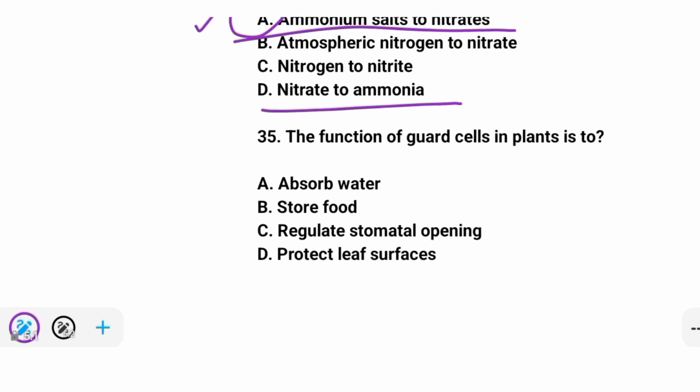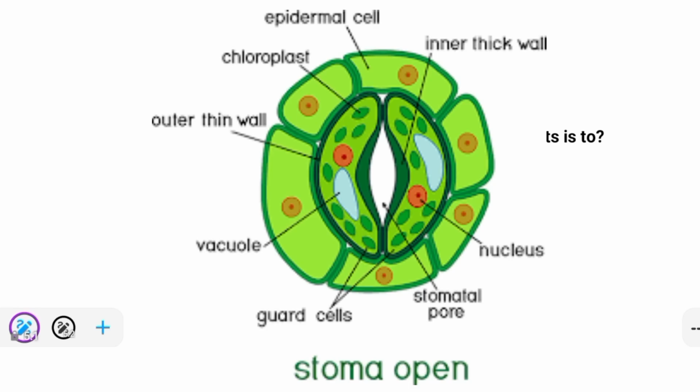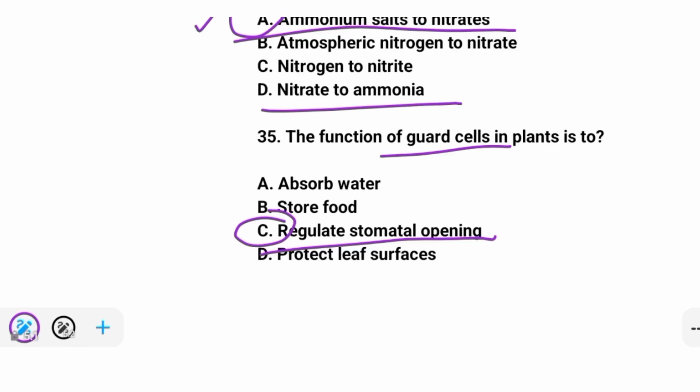The function of guard cells in plants is to dash. Their function basically is to help the plant to regulate a part called the stomata. The stomata helps the plant to absorb CO2 for the process of photosynthesis. It also helps the plant to give out oxygen after photosynthesis has occurred. So the stomata helps the plant in gaseous exchange and the process of transpiration, which is the water loss from the leaves. So guard cells help to regulate stomata opening. And the stomata open during the day and close at night, because their opening and closing is regulated by light.